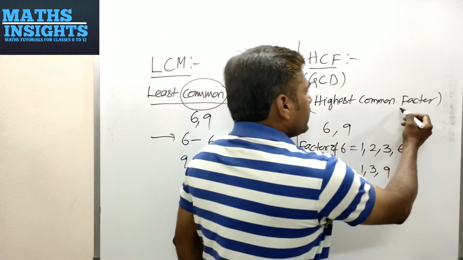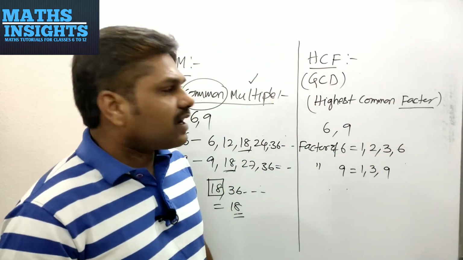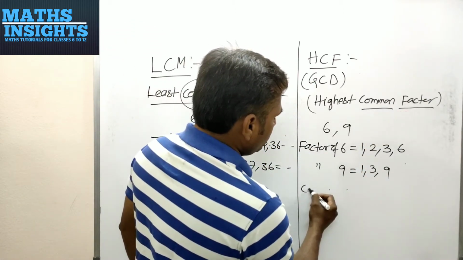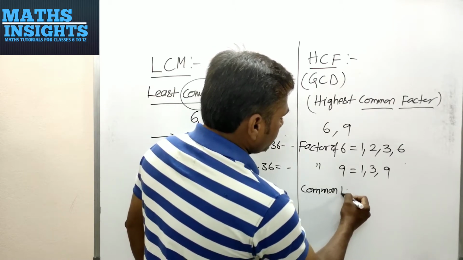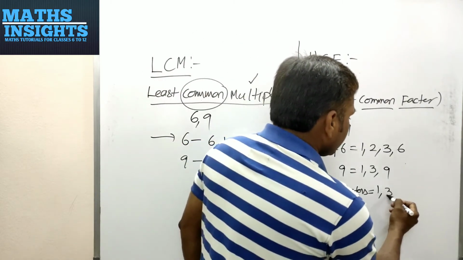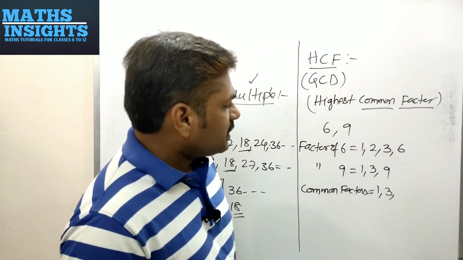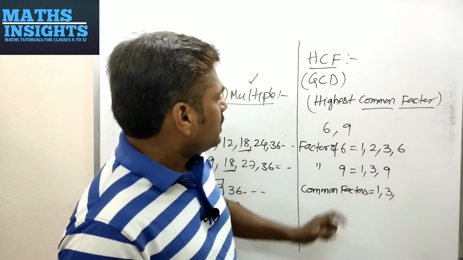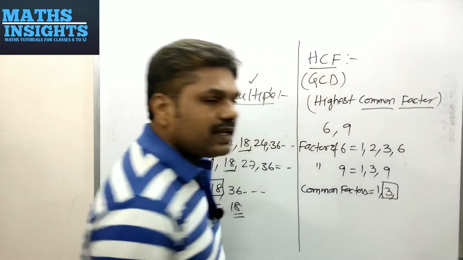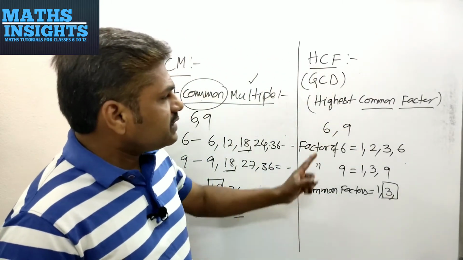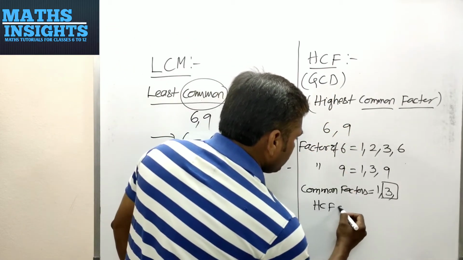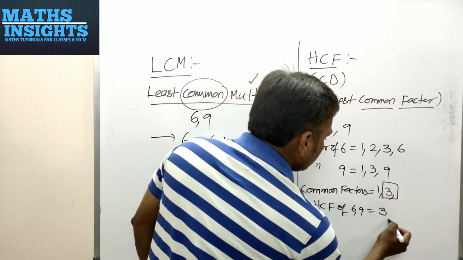Now I have written the factors. You have to take the common factors. See, what are the common factors? If you observe, common factors are 1, okay, 3, right, 1 and 3 are the common factors, but you have to take the highest one. What is the highest one? So 3 is the highest one. This 3 is the HCF of the numbers 6 and 9. Therefore HCF of 6 and 9 is equal to 3.